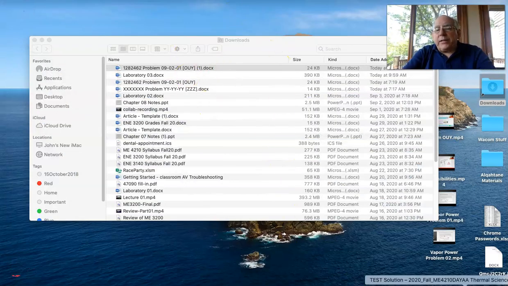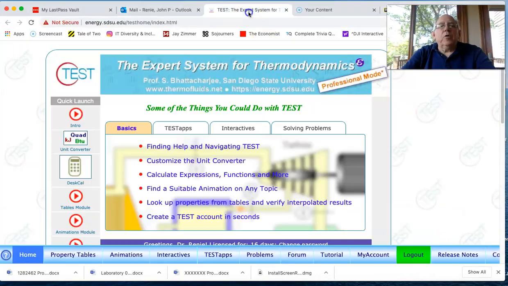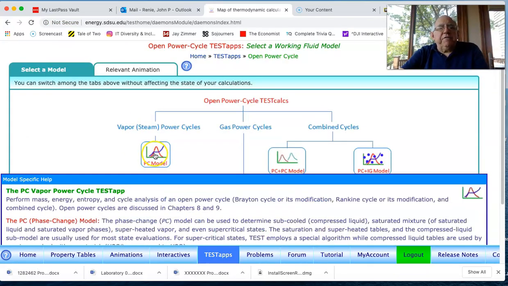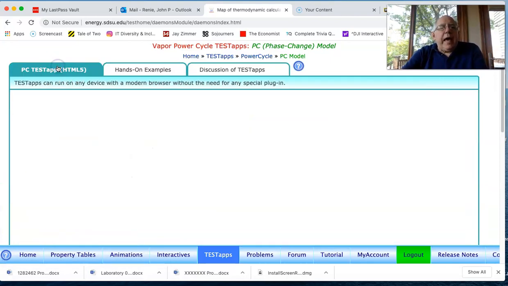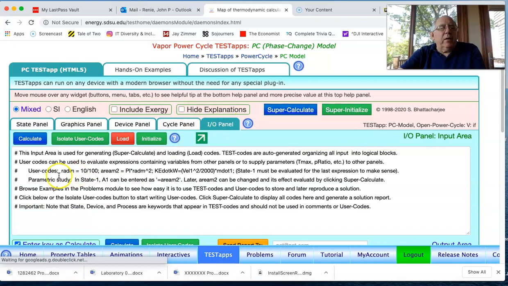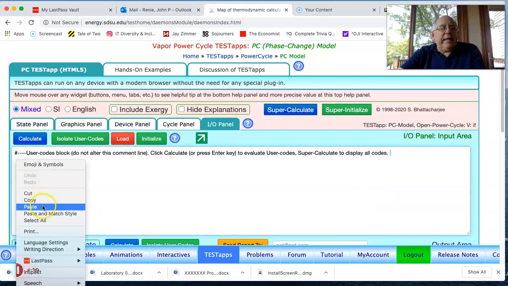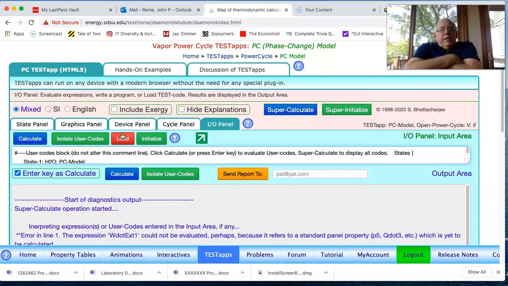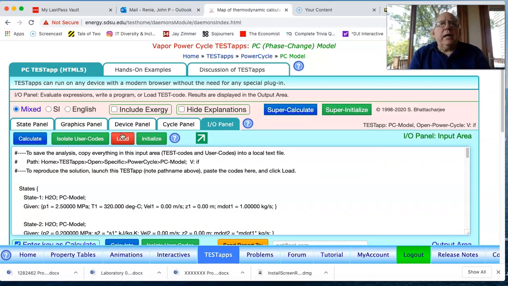I'm now going to go back to my original and go to my test. I'm going to go into the test app that corresponds to the vapor power system utilizing a phase change fluid. I go into the app, go to the I/O panel, and paste in the information, which was the states, the device panels, as well as some user code, and I'm going to load. What this does is take everything that I did before and load it into the test software. So let's go and review what I did then.